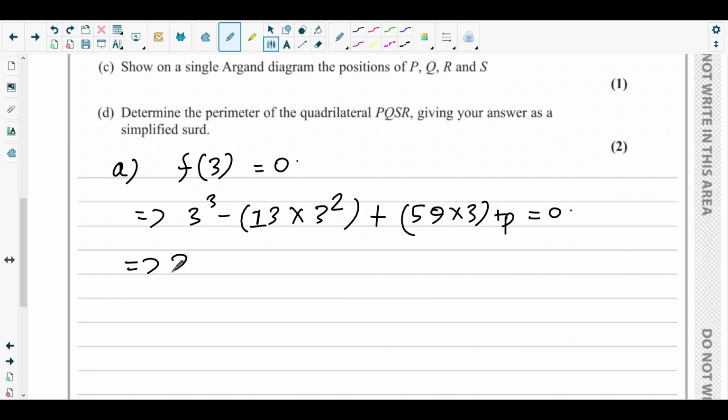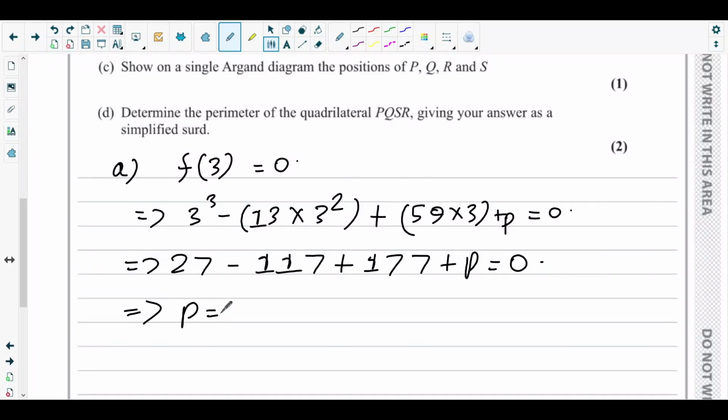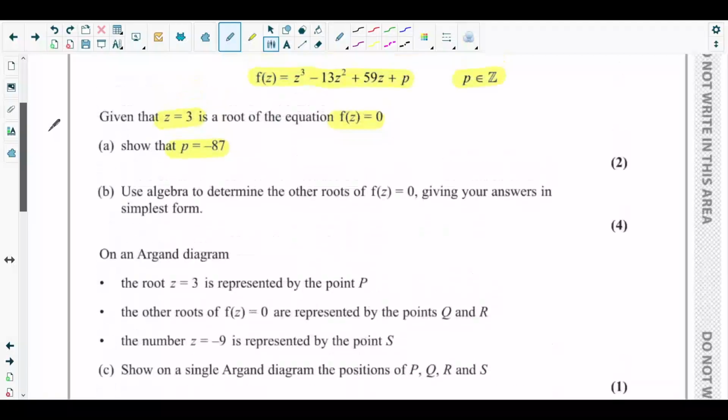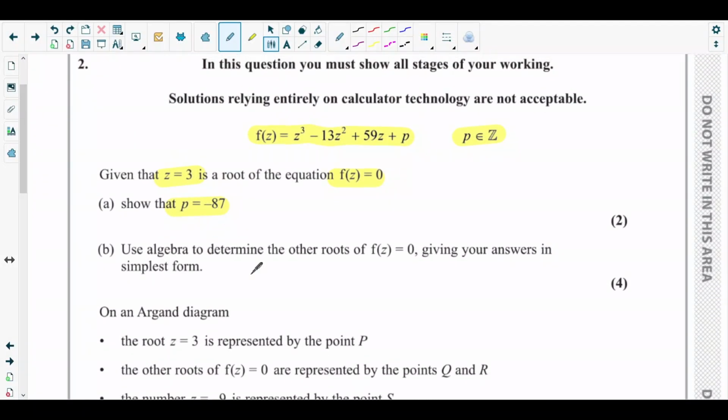So 3 cubed is 27, minus 3 squared is 9, 9 times 13 is 117, plus 59 times 3 is 177, plus p equals 0. Now make p the subject. 27 minus 117 plus 177 is 87. If you take it to the right side, it becomes -87. And that's what part A of question number 2 has asked to show.